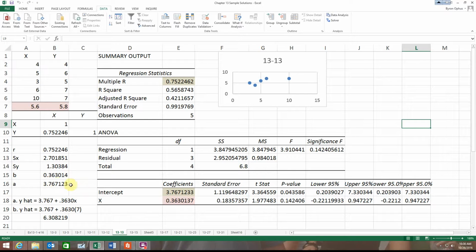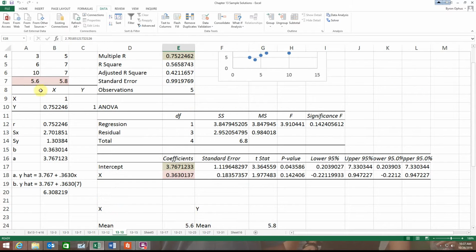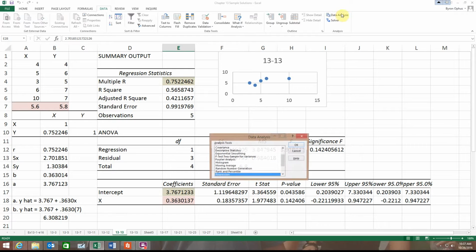B is equal to r. Remember, r is my correlation coefficient, times the standard deviation of y divided by the standard deviation of x. Don't pay any attention to the other parts yet, but this is that correlation formula that we've used and that we can find just by doing the data analysis. Let's do that really quick.